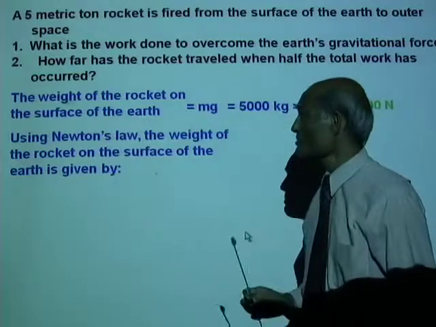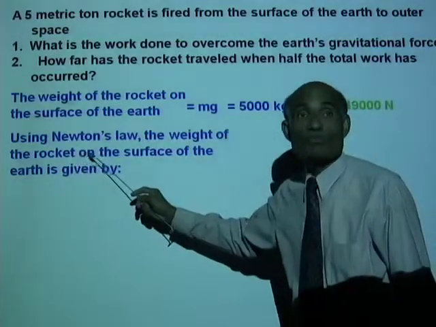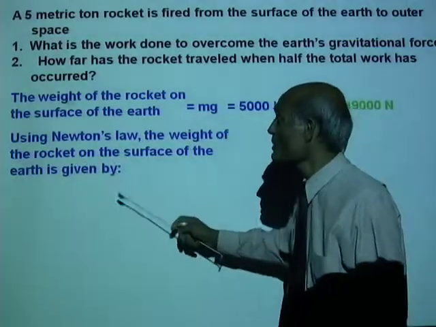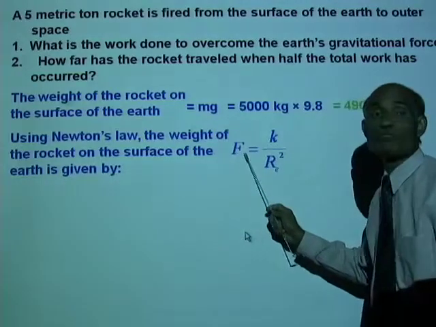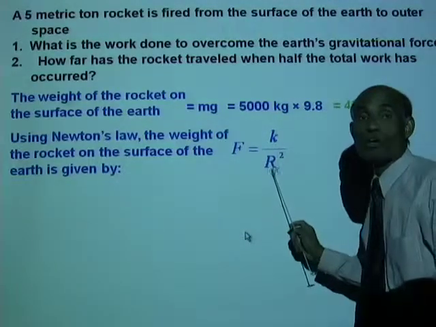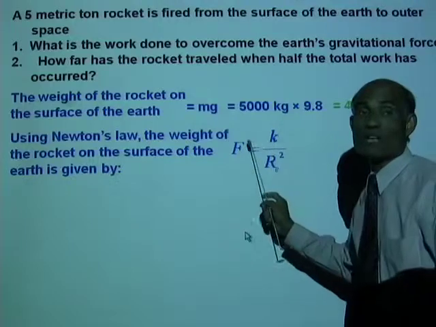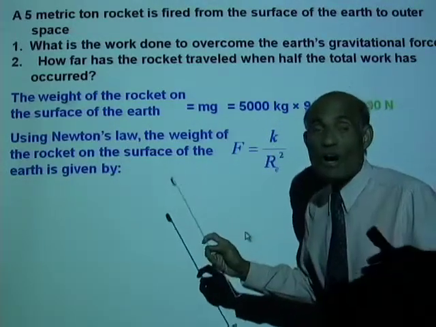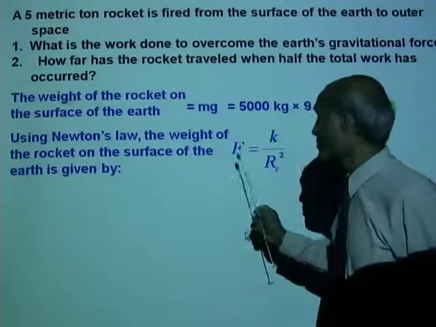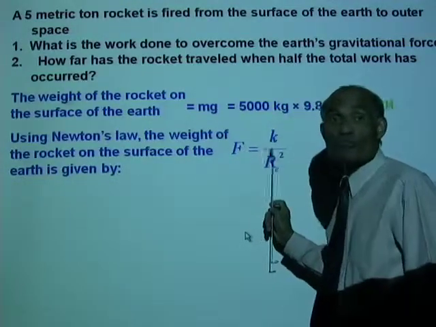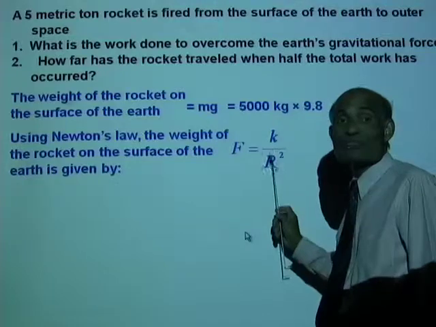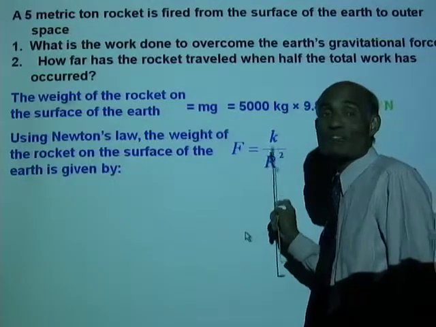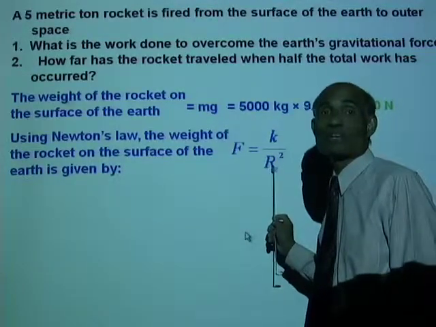Weight will change as k over r squared. So using Newton's law, the weight of the rocket on the surface of the Earth can be written as F equal to k over R_E squared. You see, F equals k over r squared, where r is any distance, but when the rocket is on the surface of the Earth, that distance is the radius of the Earth. And you know the value of the radius of the Earth.